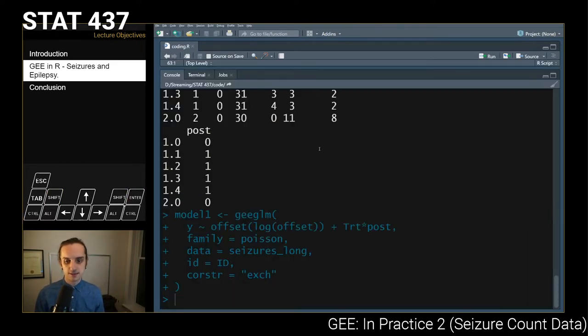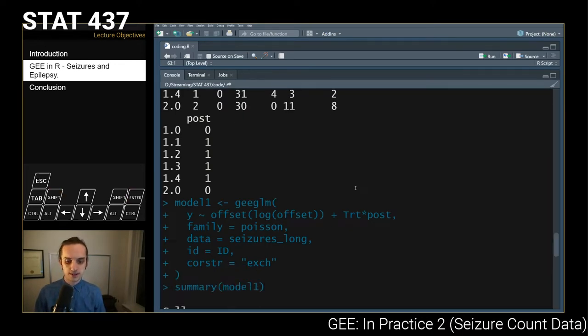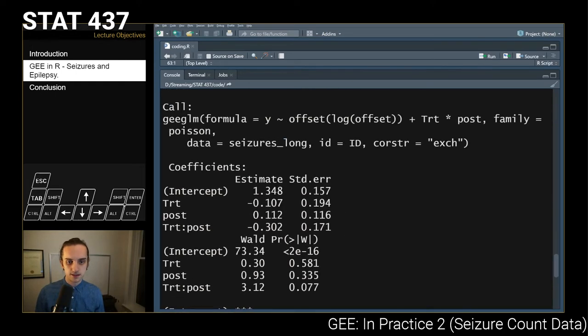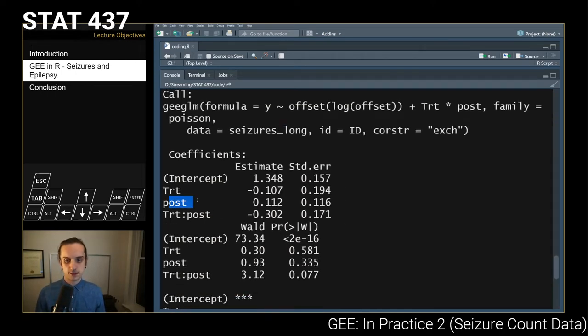Okay, so we could fit this model, and we could take a look at the summary of the model itself just to see what's going on here. Scroll up to these coefficients that we have. And you can see that we have our intercept, our treatment, our post, and then our treatment interacting with post.